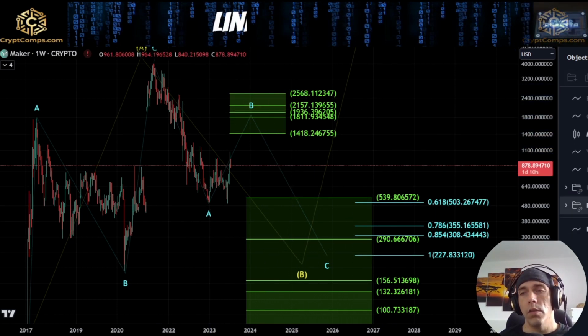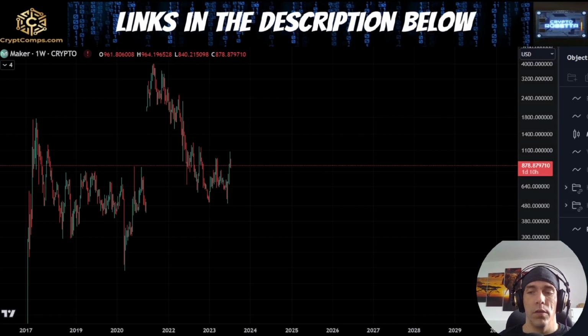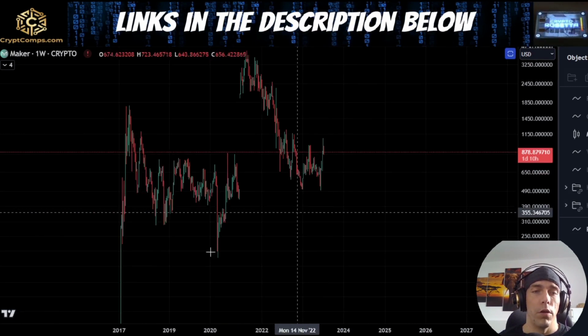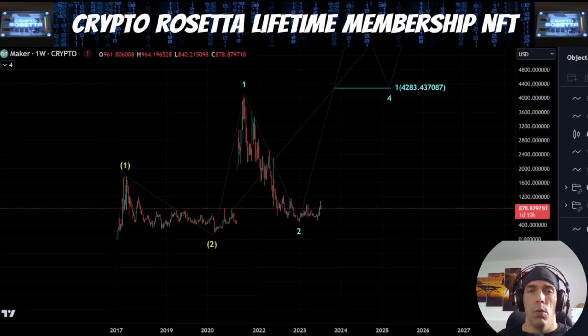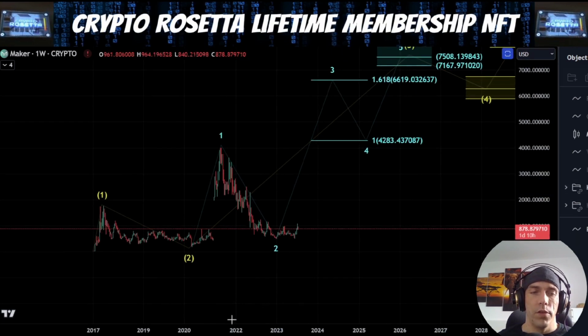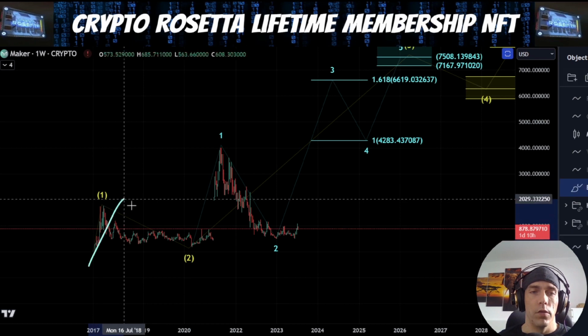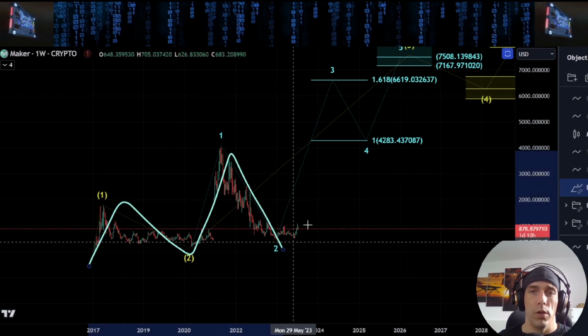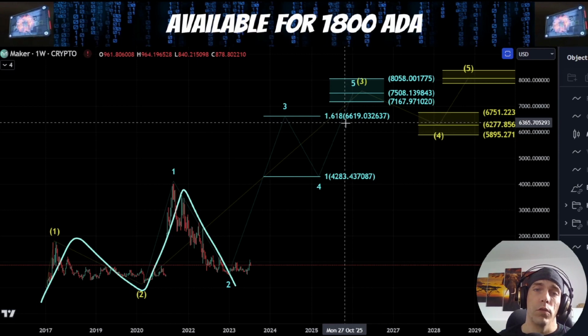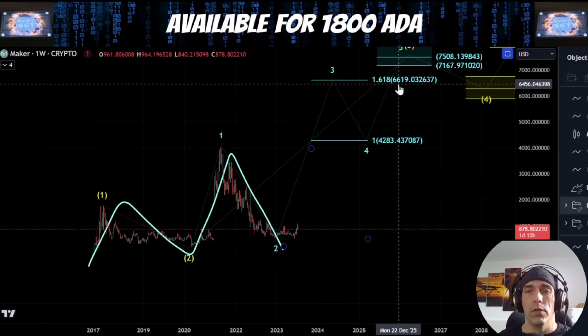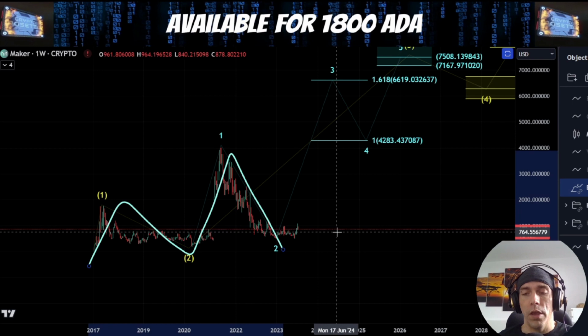Now the other way we can look at this is as an impulse, but this doesn't make a lot of sense when we look at it on the log scale. If I come over here and we actually go into the linear, what I would be looking out for here is the potential that this is 1, 2, this is another 1, 2 here, and effectively what we're looking for, a third wave, would actually be up here towards this zone of this 6,619. Now that would be off of where we currently are.